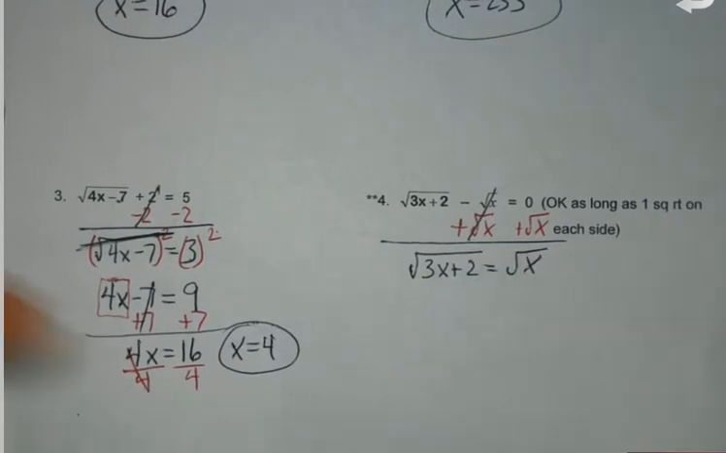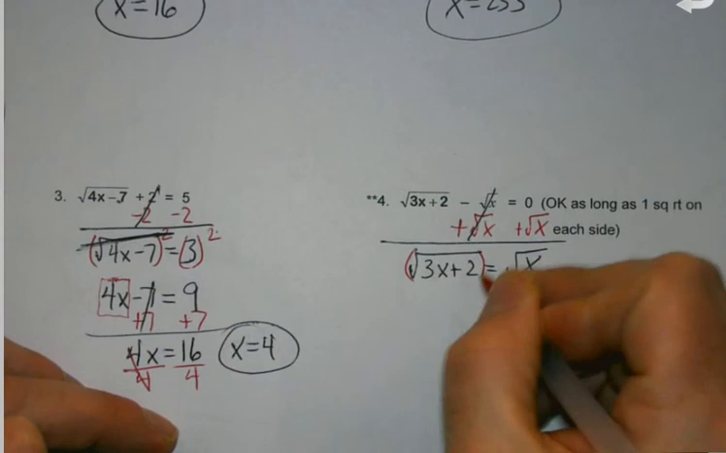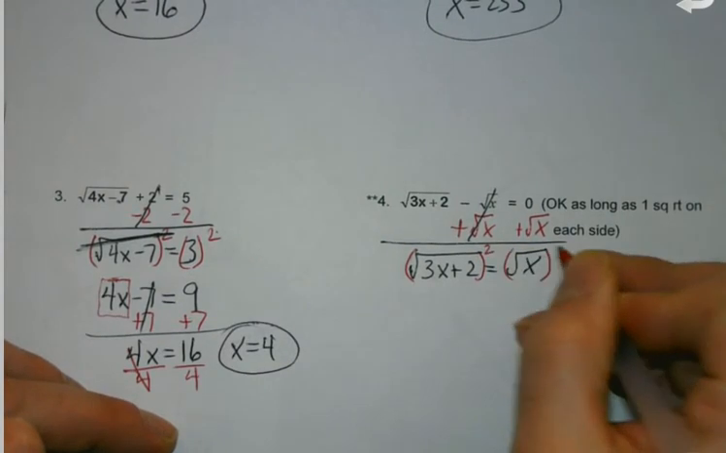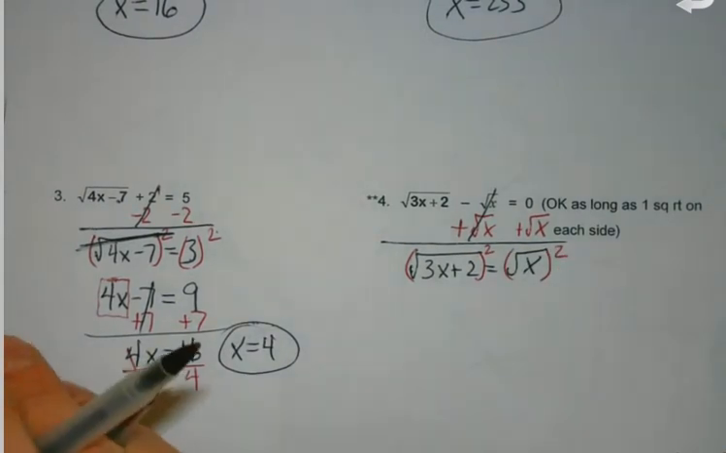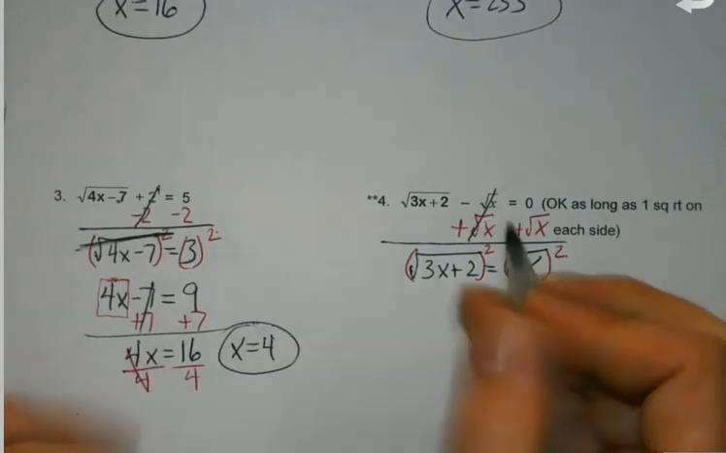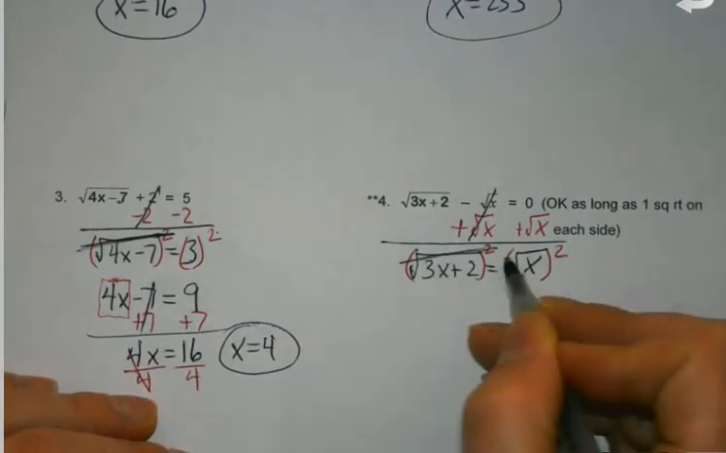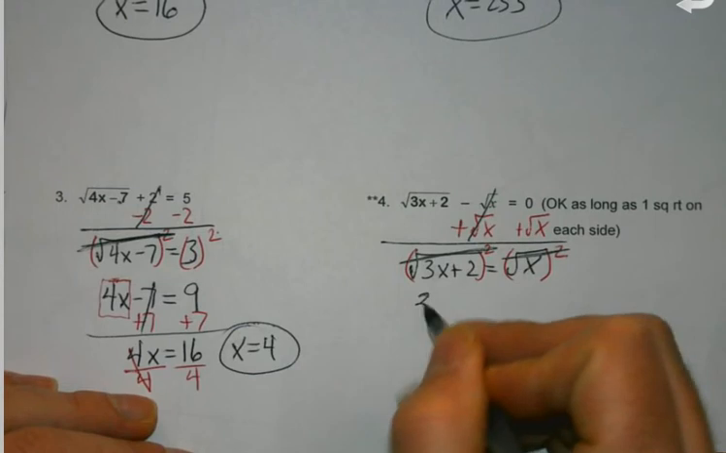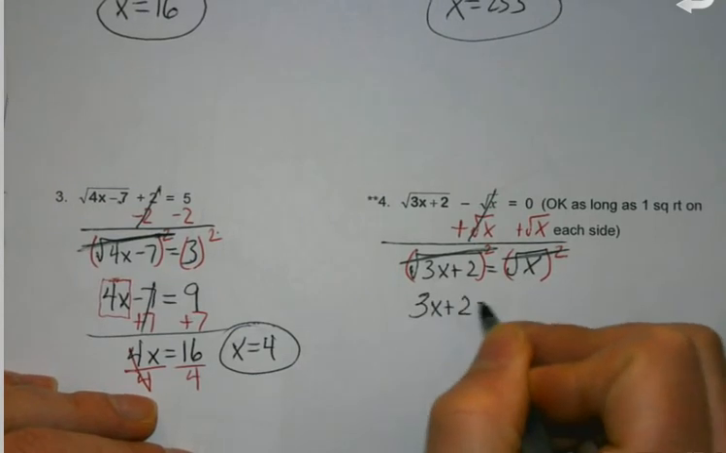So it is okay to have 1 radical, 1 square root, on each side. Because once I have that, now I can use squared to get rid of it. And so on both sides of my equation this time, the square root and the squared cancel and just leave me with the stuff that's underneath.